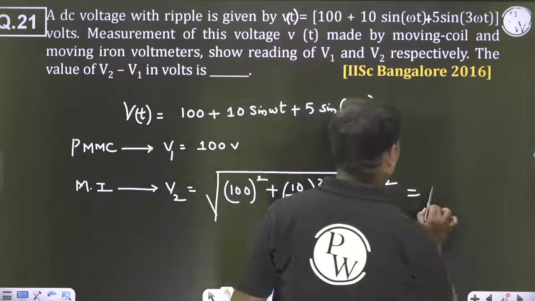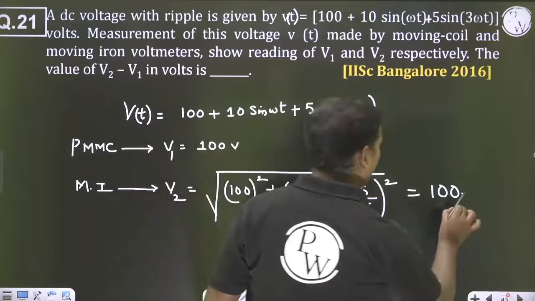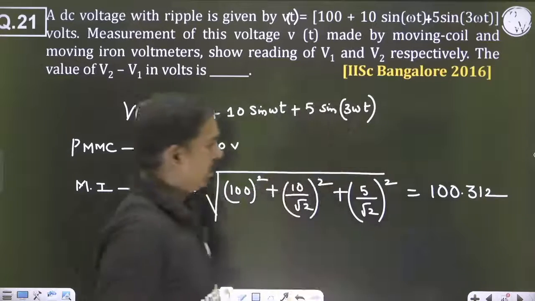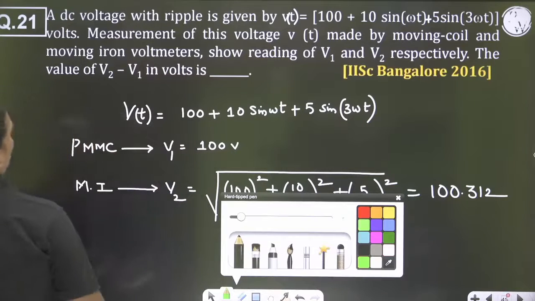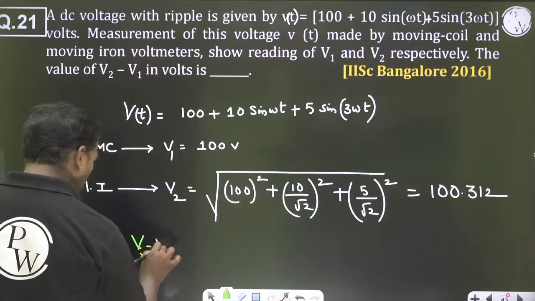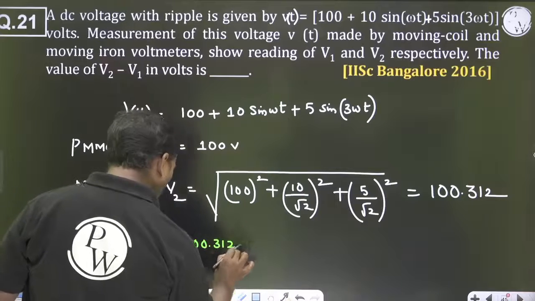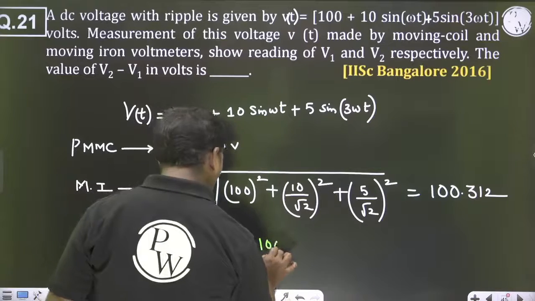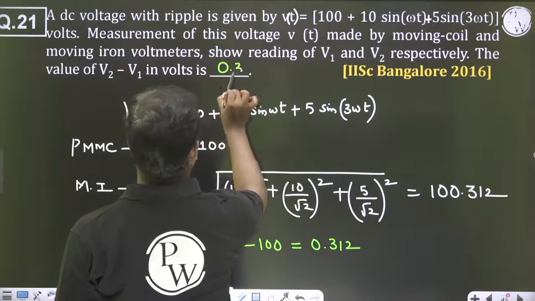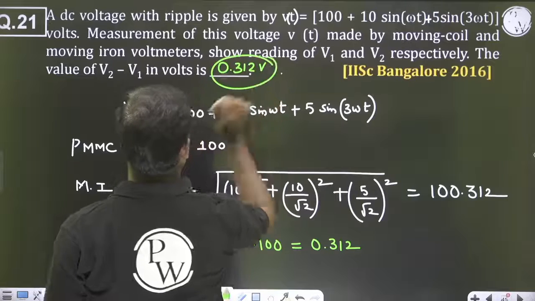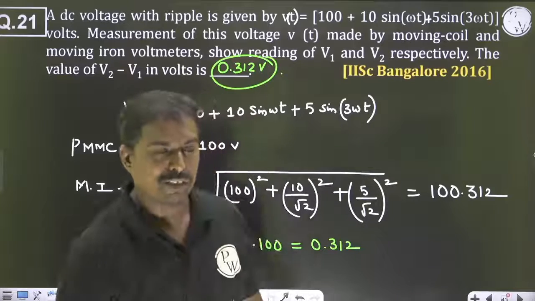We are getting 100.312. Now the question asked is the value of V2 minus V1. That means 100.312 minus 100, that gives you 0.3. Right answer. Point question. Comparative questions, don't miss them.